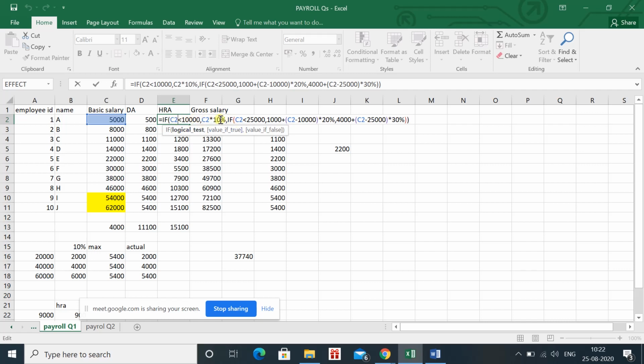So this condition is false, then you apply the second function, and in it you say if the basic salary is less than 25,000, then please calculate. Meaning if the false condition is happening, if it is not less than 10,000, then you apply the formula, and in the formula check that the basic salary is less than 25,000. Less than 25,000 will not automatically incorporate that 10,000 value. Why? Because for 10,000 it has already applied a condition that is 10% of basic salary.